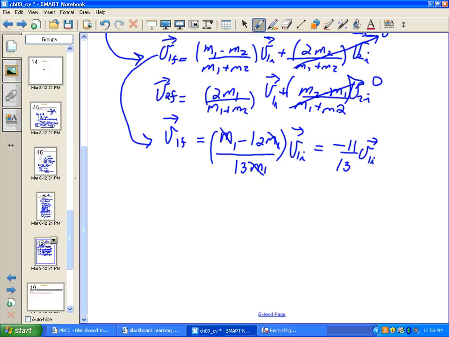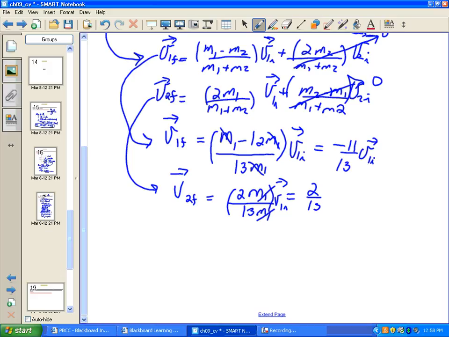v1 initial. And from here, v2 final equals, let's see, 2 times m1, 2m1 divided by 13m1, m's cancel, oh, and all this, of course, times v1 initial, let's not forget that, gives us 2/13 v1 initial. Okay, now, this is all fine and good, but how do we get v1 initial?